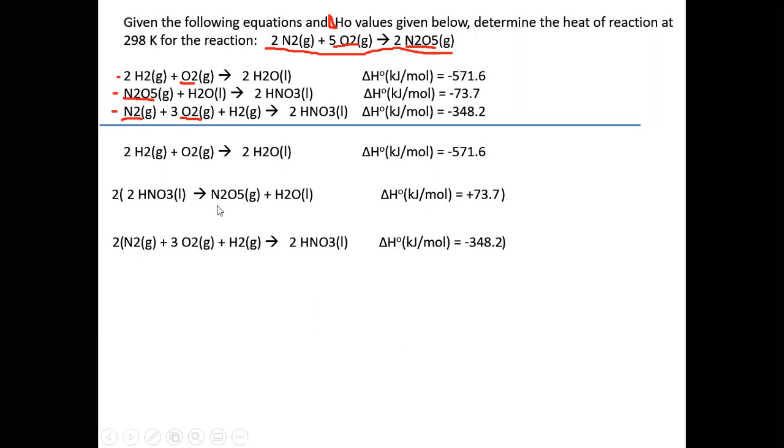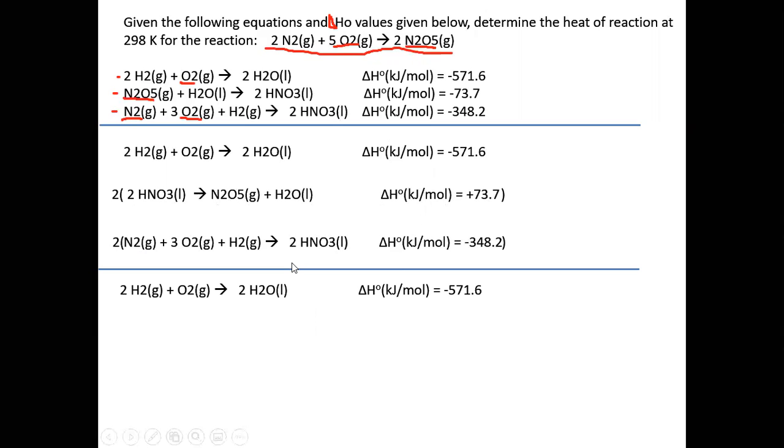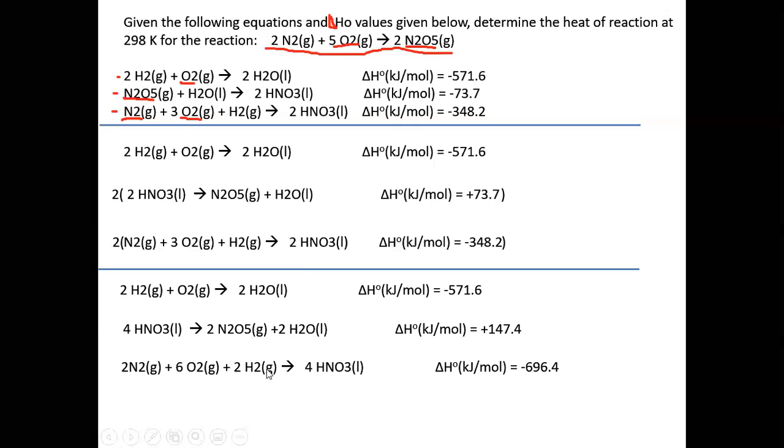Because we want to make the coefficient of N2O5 2 and the coefficient of N2 2. Now O2, don't worry about yet because it'll work itself out. So now when we do that, we get this. Notice that the delta H increased by 2 for both those reactions because you have to multiply the delta H by the 2 as well.